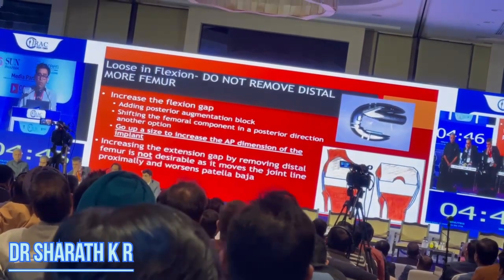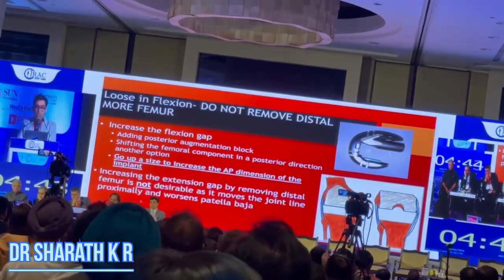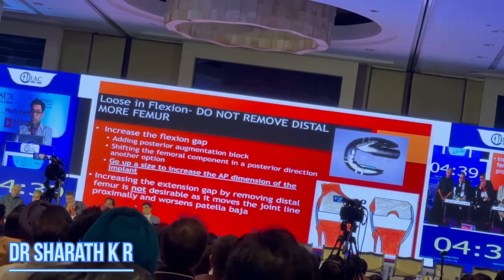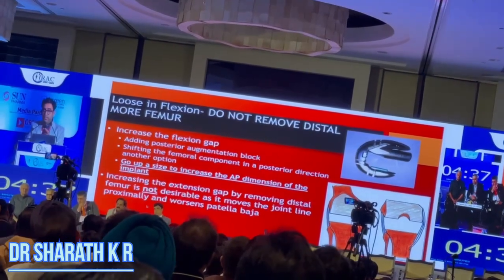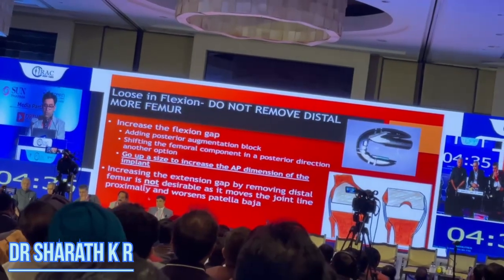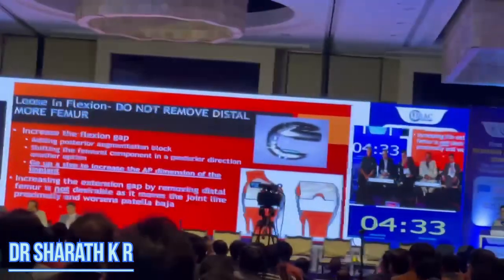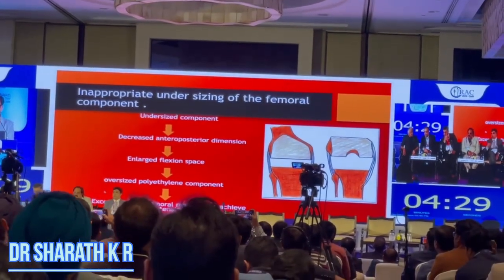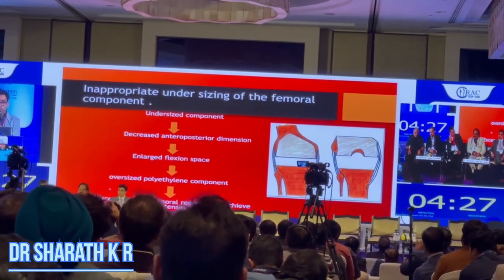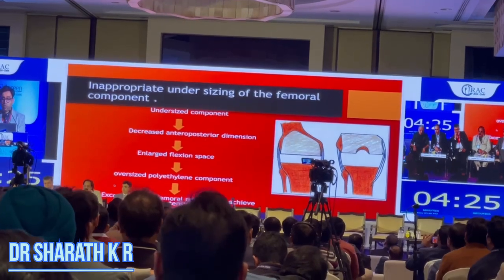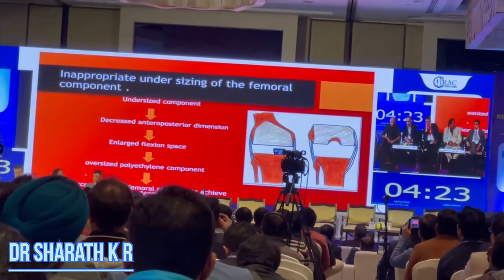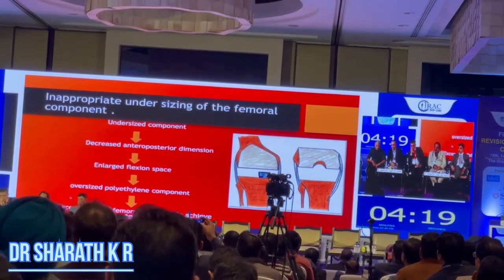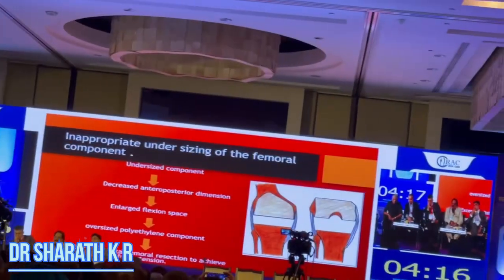So loose in flexion, as was discussed. Loose in flexion, increased flexion gap, as was very clearly pointed out. We have to use the asymmetrical posterior augments, increasing the femoral size. So what we commonly do in revision, coming to the fundamentals, is that we should never undersize the femoral component. Undersizing the femoral component decreases the anterior posterior dimension, enlarges the flexion space, and leads to an oversized poly and excessive femoral resection.